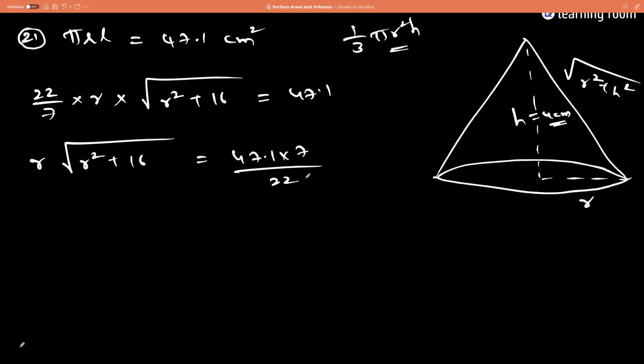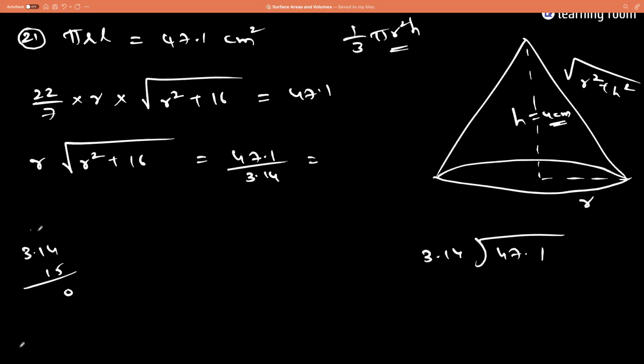So how much is this going to be? So they have taken it as 3.14. No? So let's take it as 3.14 and see. This value, how much are we going to get? 47.1 and 3.14. So 3 into 15 is 45. So it should be somewhere closer to 15. So 3.14 into 15, how much is it going to give us?